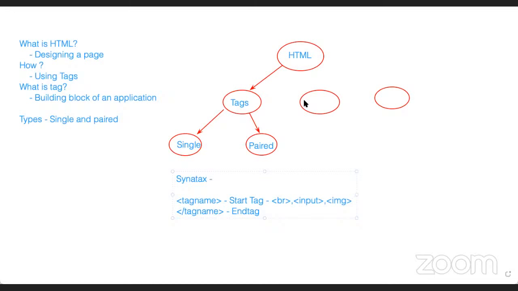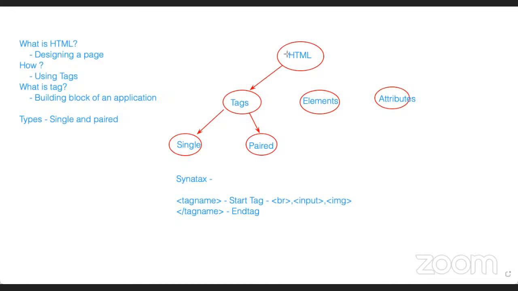Next, elements. One more important concept in HTML is the element. This is very, very important. To whom we will call an element? Next, there is one more important concept, attributes. These are very fundamental. Elements, for example, from a start tag till the end tag, the entire portion we will call an element.